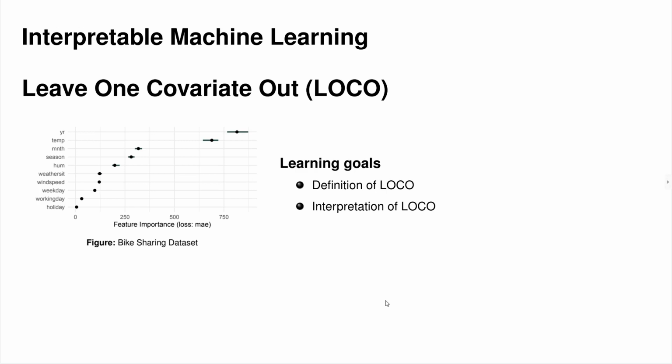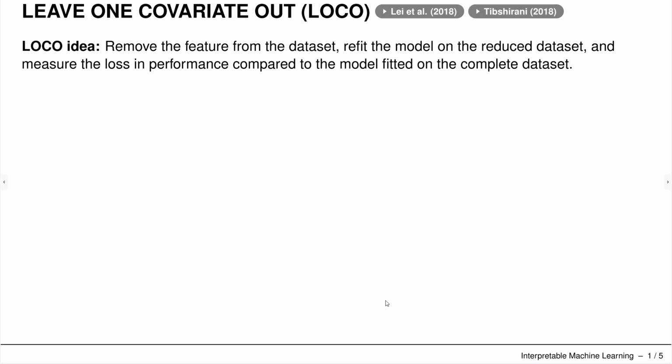This lecture is about the feature importance method, leave one covariate out, or LOCO. And we'll talk about the definition of LOCO and its interpretation. So the idea of LOCO is, as the name already suggests, to leave one covariate out. So remove the feature from the dataset, refit the model on the reduced dataset, and measure the loss in performance.